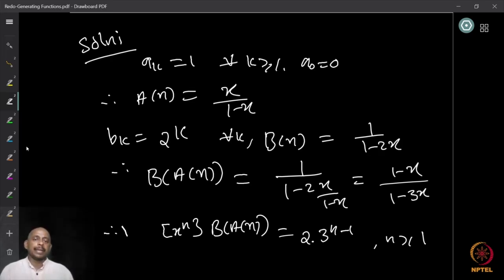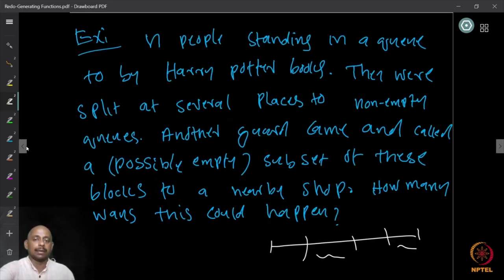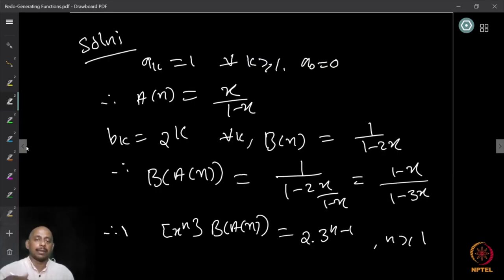Now b_k is 2 raised to k. Why is that? We have to choose some subset of the k blocks. There are k blocks, and I want to choose some subset. The subset can even be empty, because maybe the other guard will come and say that you cannot steal our estimates. So there are precisely 2 raised to k subsets possible, so b_k is 2 raised to k. We are just choosing the subsets and then taking it to its place. So therefore b of x is 1 by 1 minus 2x. We saw this before: 2 raised to k is the sequence, then we have b of x is 1 by 1 minus 2x.